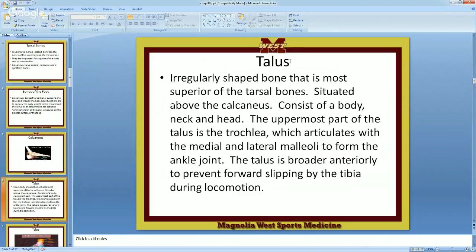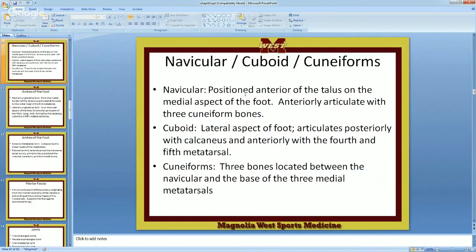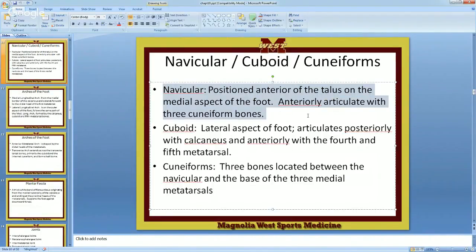Know that it's irregularly shaped and has a head, neck, etc. It consists of a body, head, and neck. All right. So slide 8 will be done. How about slide 10? All right, slide 10. Know where they're positioned. Which one's positioned interior of the talus?